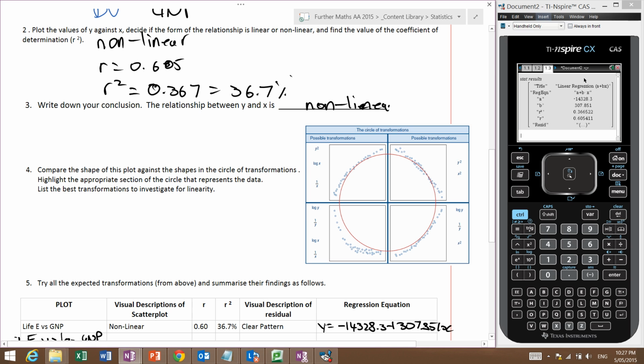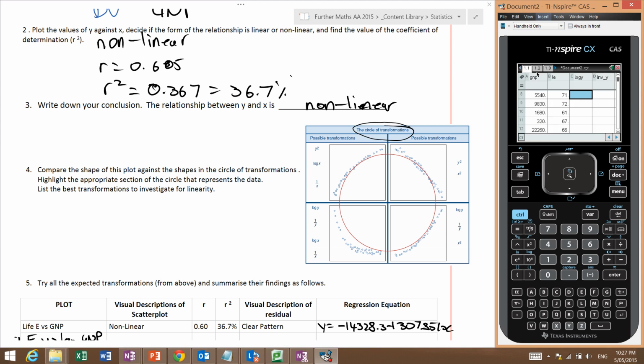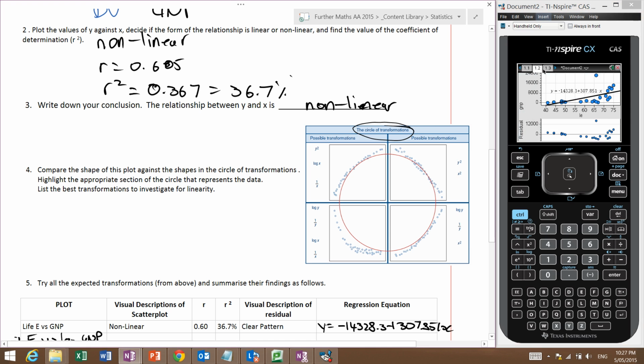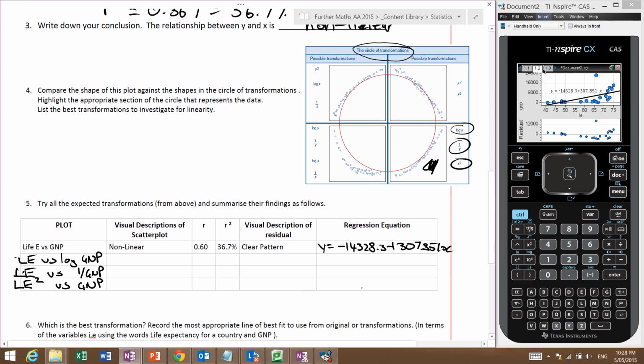Okay, so it's nonlinear. We want to do a transformation. To do a transformation, we use this thing called the circle of transformations. Depending on how your data looks, you pick a particular quadrant. In this case, our data fits in with this quadrant here. So we're going to do a log y, a 1 over y, and an x squared. Those are the transformations we're going to do. If yours happened to be in this one, these are the ones you'd pick, etc.